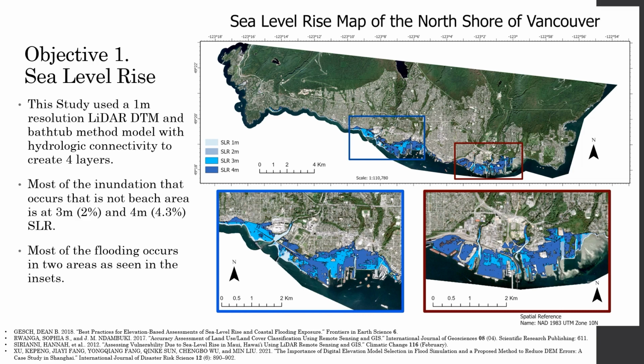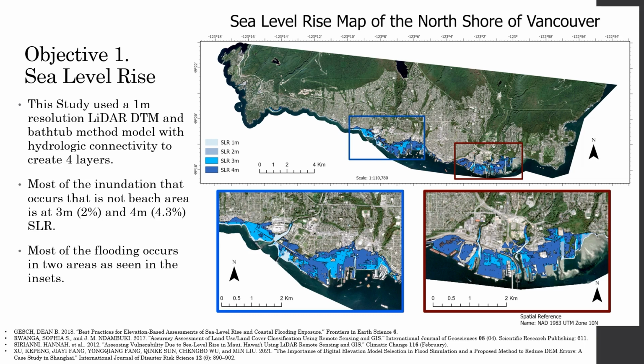The first objective is sea level rise, or SLR. This study uses a 1 meter resolution LiDAR DTM and bathtub method model with hydrologic connectivity to create 4 layers. SLR needs fine increments of data, preferably 1 meter or less in resolution. LiDAR DTM usually have better resolution data and higher vertical accuracy than satellite DTMs.